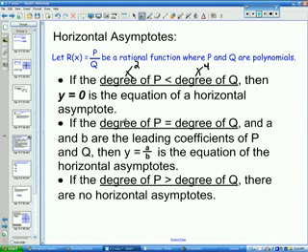Okay, the next case is if the degree of the top is the same as the degree of the bottom. So that would be like if they were both x squared type equations.